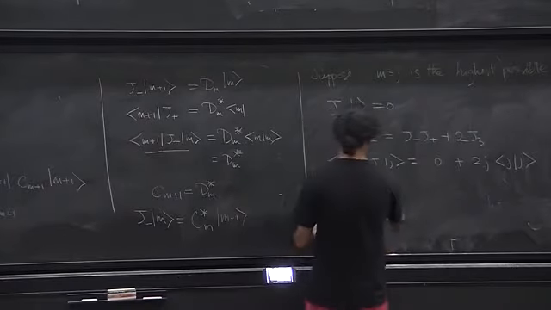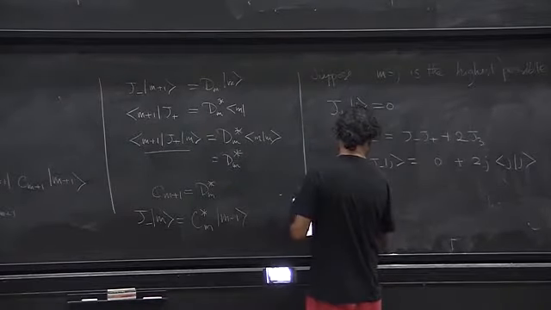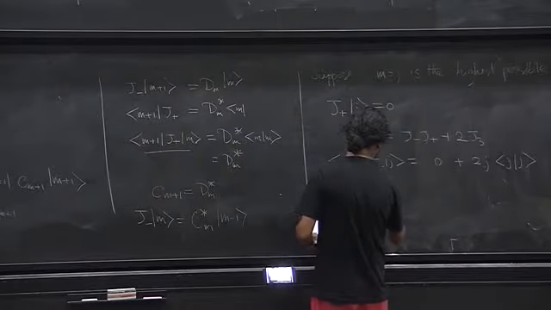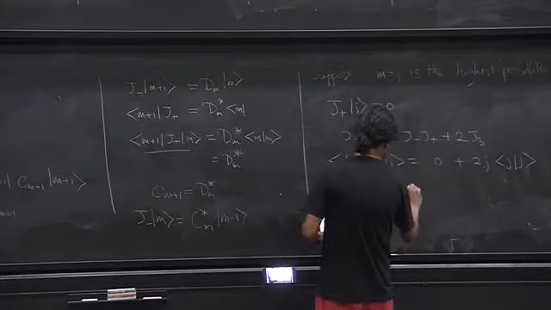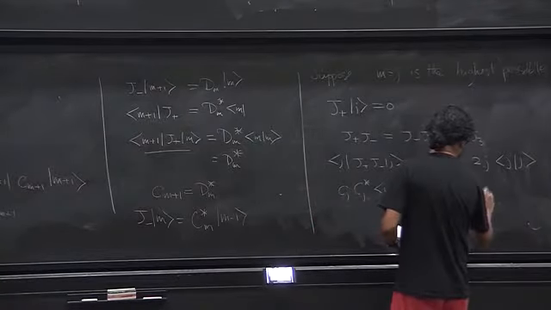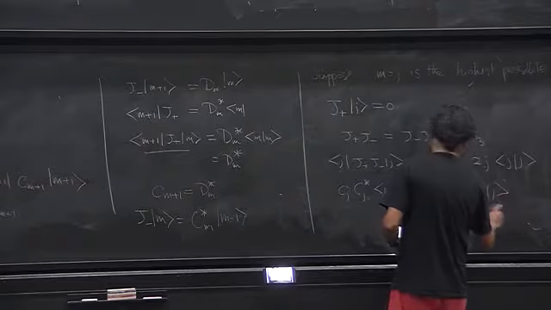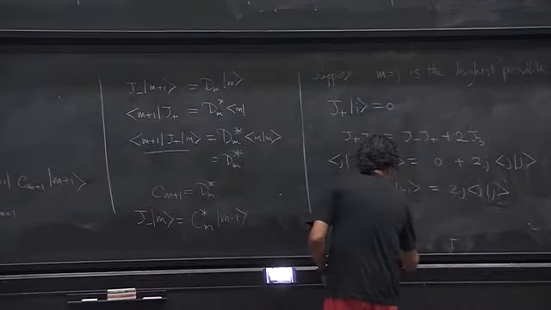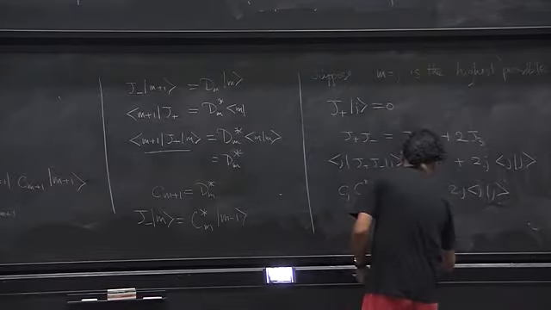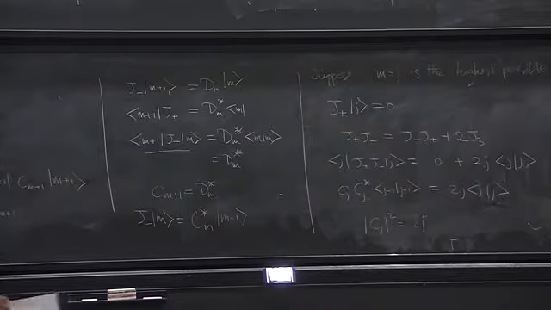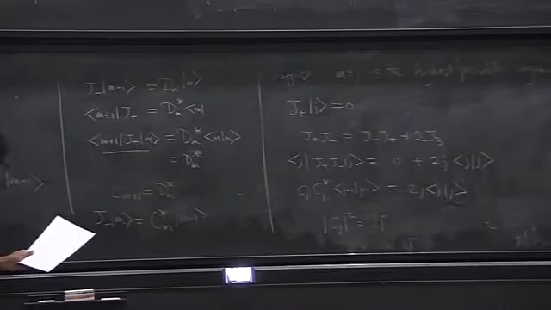So we get over here Cj star Cj times the state j minus 1, j minus 1, is equal to 2j, j j. These guys are 1, so I get the modulus of Cj squared is 2j. Okay, so we get one of the constants.